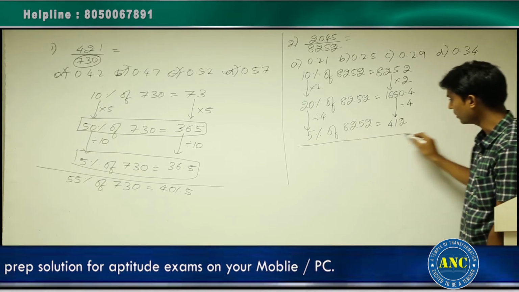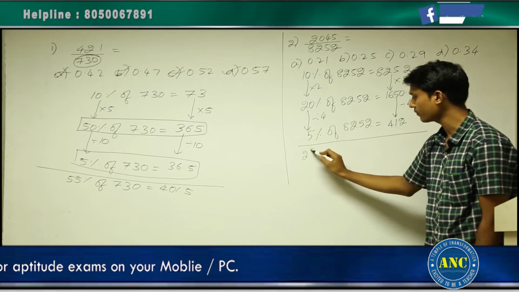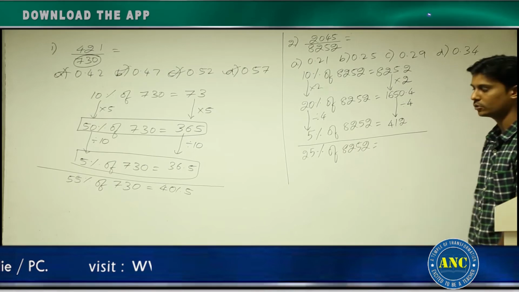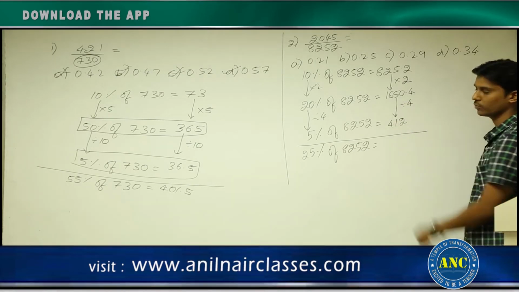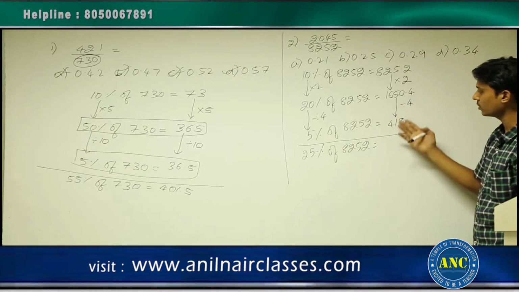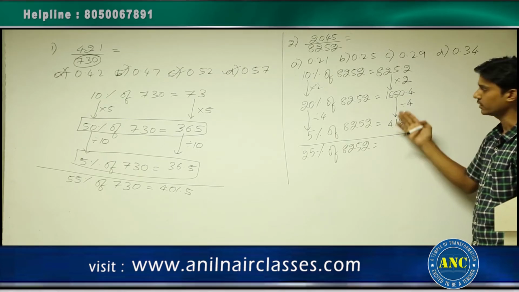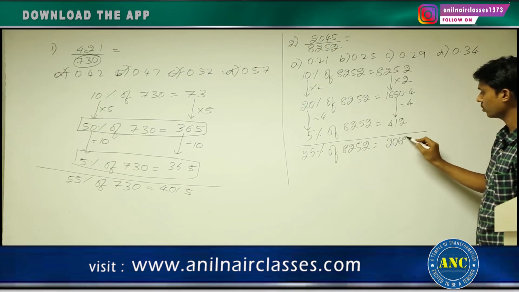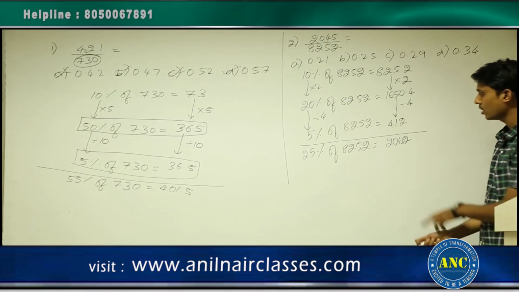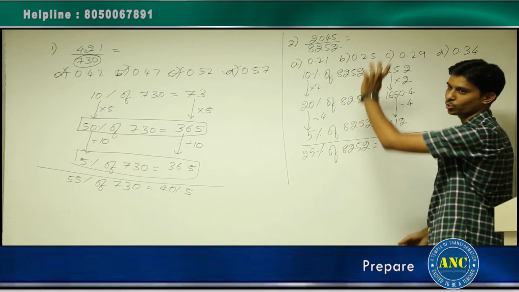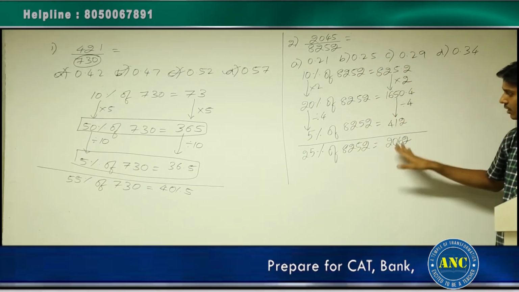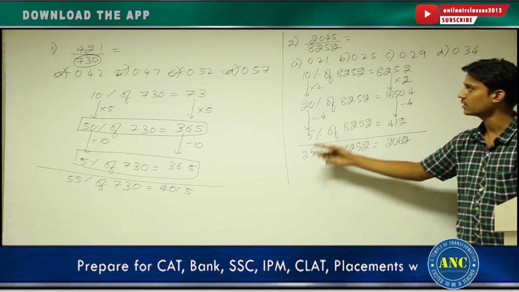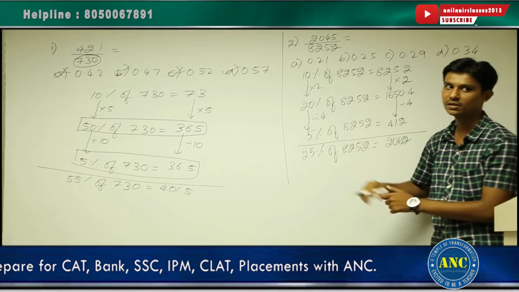That means if you add these two, 20% plus 5%, that is 25% of 8252. 1650 plus 412. How much are you getting? 1650 plus 400 is 2050. 2050 plus 12 is 2062. But what is the number which you require? 2045. That means you have exceeded the number already. You need to come back now. That means the answer should be less than 25%. The only option less than 25% is 0.2.